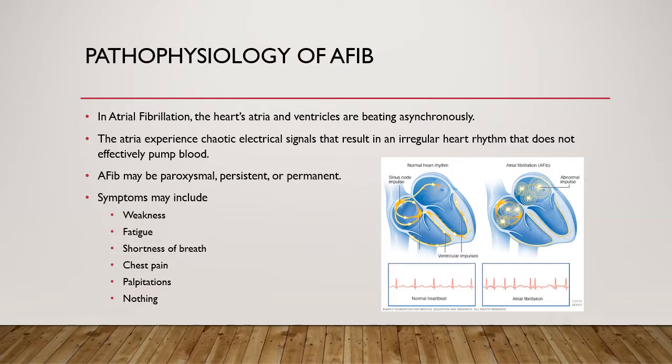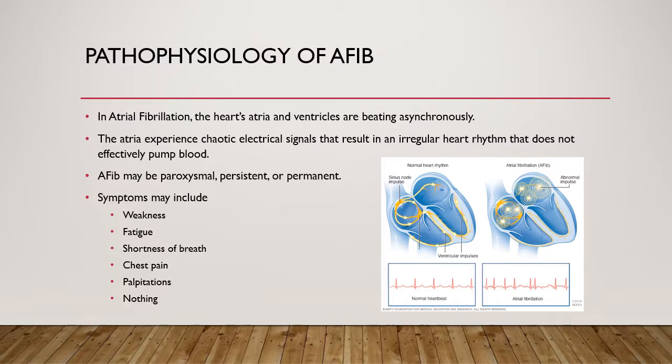The atria experience chaotic electrical signals that result in an irregular heart rhythm that does not effectively pump blood. AFib may be paroxysmal, which means it comes and goes. It may be persistent, which means it's happening often, or it may be permanent, which means somebody is always in atrial fibrillation. Symptoms of AFib may include weakness, fatigue, shortness of breath, chest pain, palpitations, or the patient may not feel anything at all.